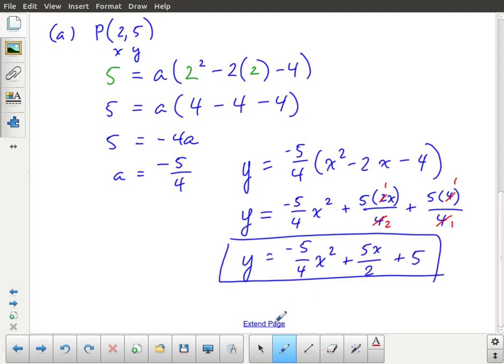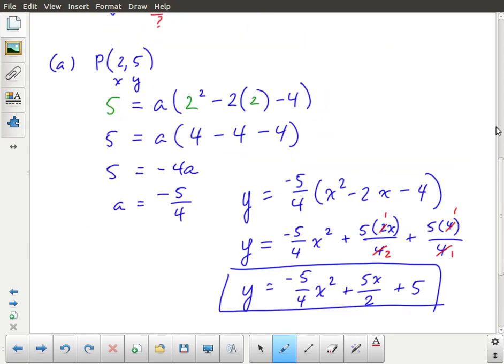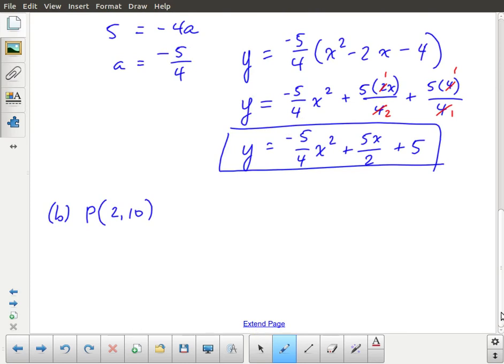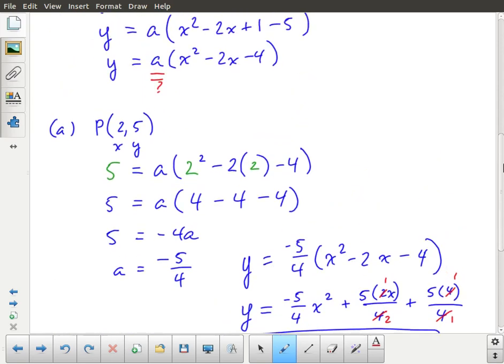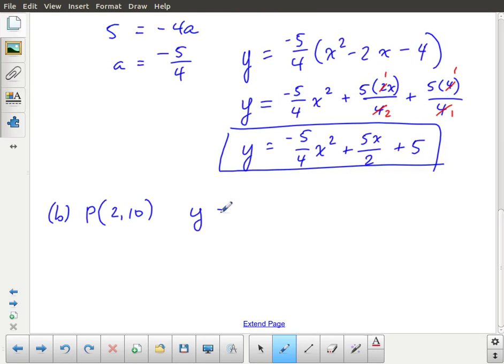We have a part B to do for the other equation from the same family. And so in part B, it gave us the point, I believe the point was 2, 10. I'm going to go back to the top and check that. 2, 10, and the equation that we're subbing into is y equals a(x squared minus 2x minus 4).